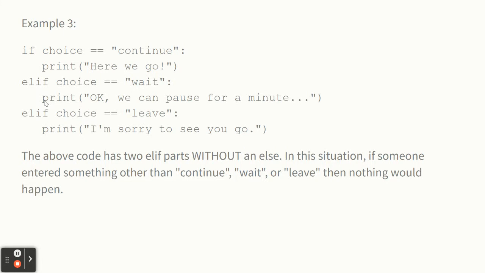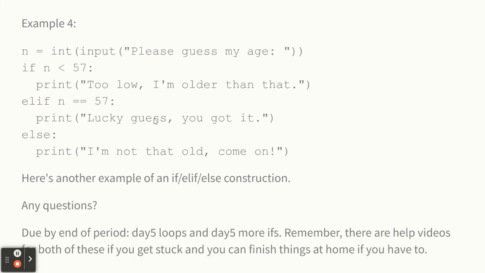So here's that last code without the else. So if the user entered continue, it would continue, if they said wait, or if they said leave. But if they entered what's up, then nothing would happen because it doesn't trigger one of these things. That's why the else is good. Else sometimes is handy because it catches whatever you might want to do something if they enter something else.